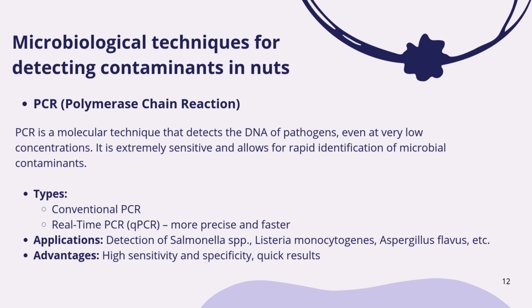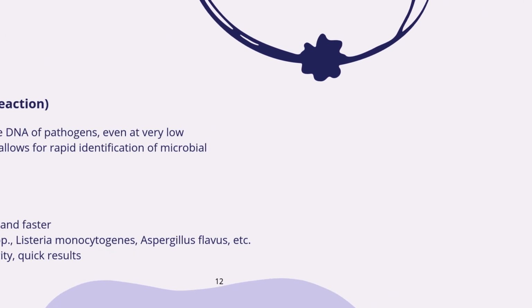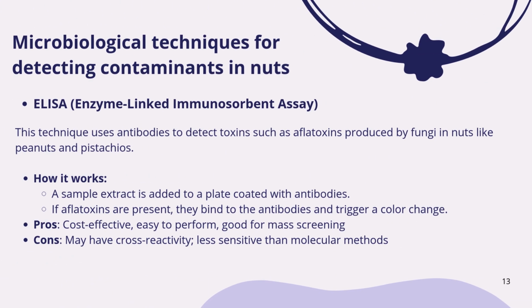The third method is enzyme-linked immunosorbent assay. This technique uses antibodies to detect toxins such as aflatoxin produced by fungi in nuts like peanuts and pistachios. How it works: a sample extract is added to a plate coated with antibodies. If aflatoxins are present, they bind to the antibodies and trigger a color change. Pros: cost-effective, easy to perform, good for mass screening. Cons: may have cross-reactivity, less sensitive than molecular methods.